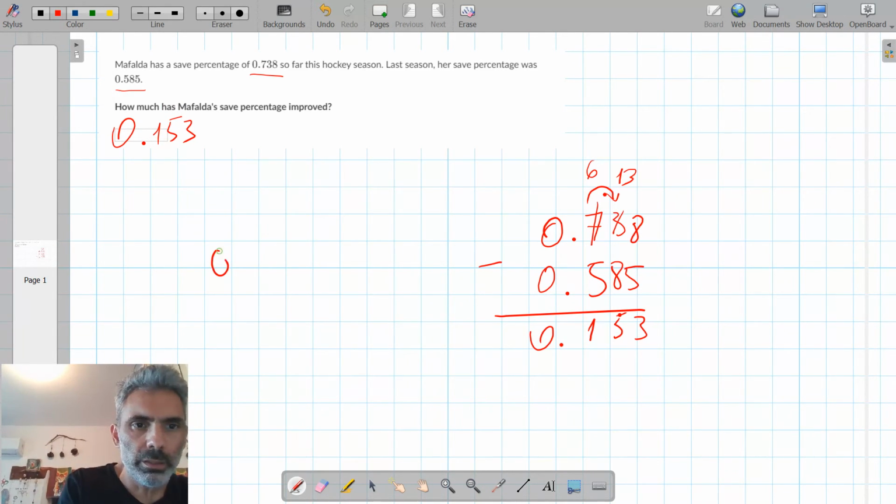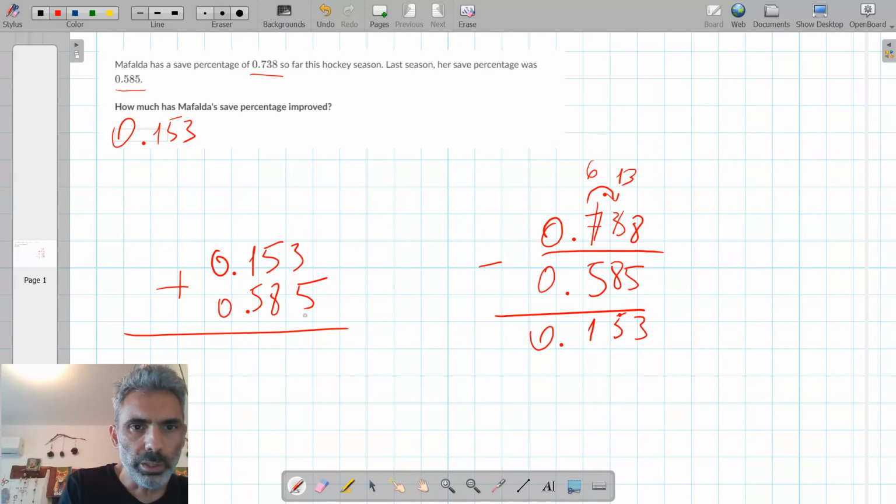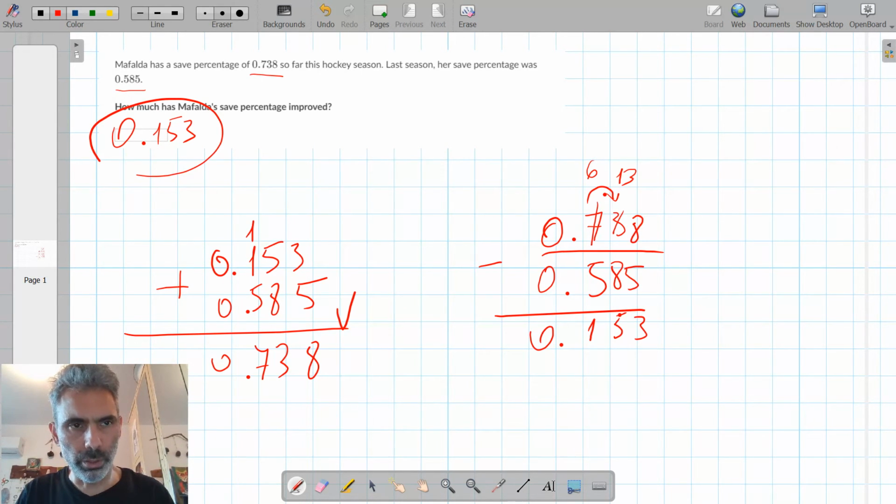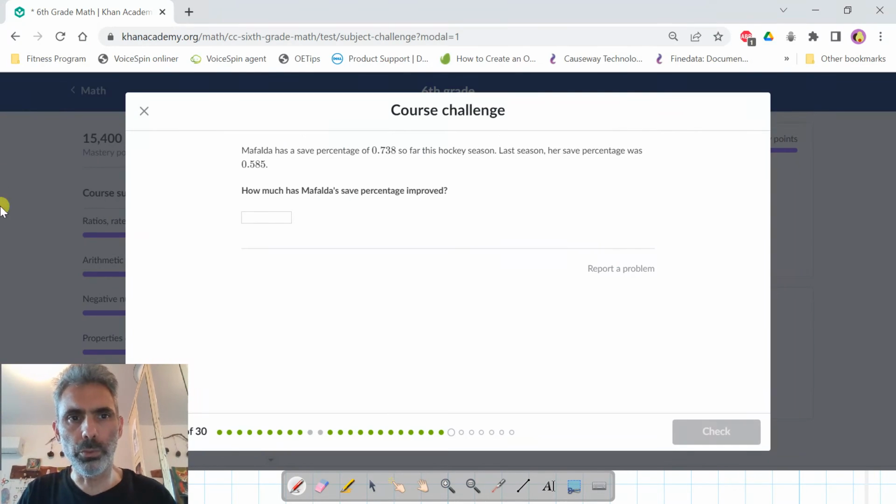Let me add 0.153 plus 0.585 to go back to 0.738. So 3 plus 5 is 8. 5 plus 8 is 13. 2 plus 5 is 7. So yeah, this checks out. So this is the correct answer. 0.153 is the improvement in Mafalda's save percentage.